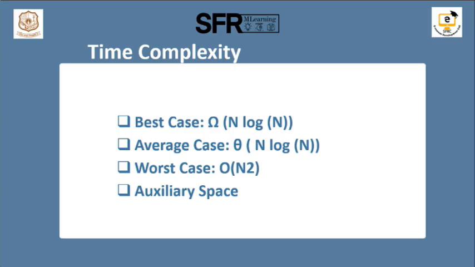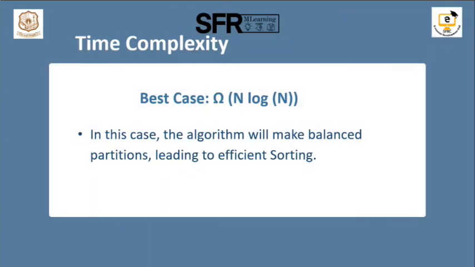Next to see about time complexity. There are 4 cases available in Quick Sort. First one, best case. Second one, average case. Third one, worst case. And finally, auxiliary space. First one, best case, is denoted by omega of n log n. The best case scenario for Quick Sort occurs when the pivot chosen at each step divides the array into roughly equal halves. In this case, the algorithm will make balanced partitions, leading to efficient sorting.